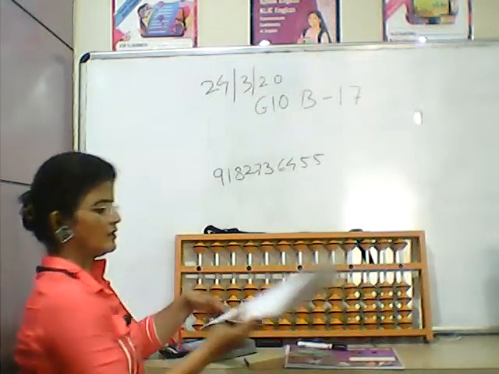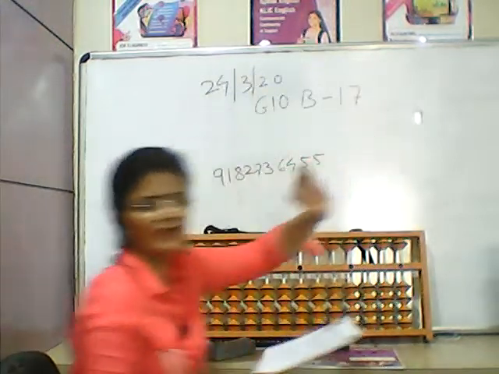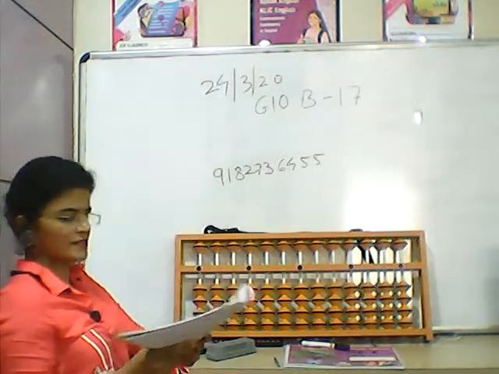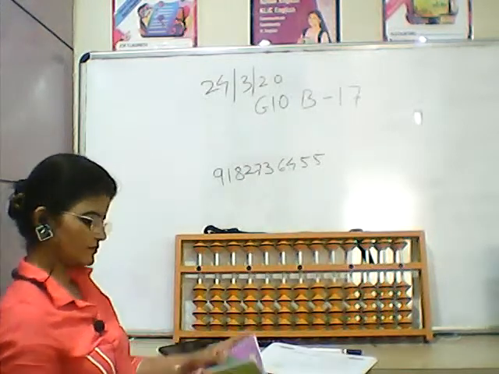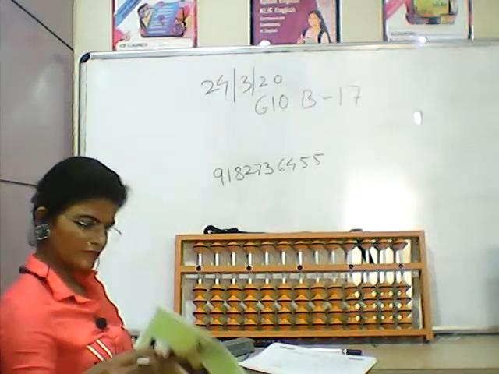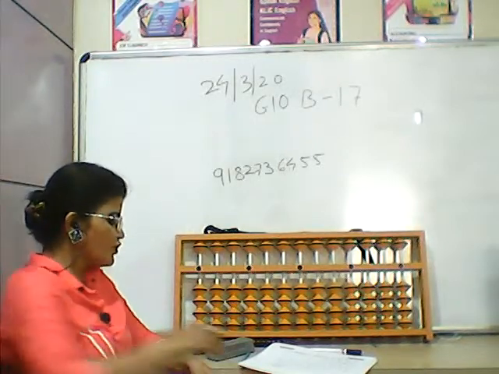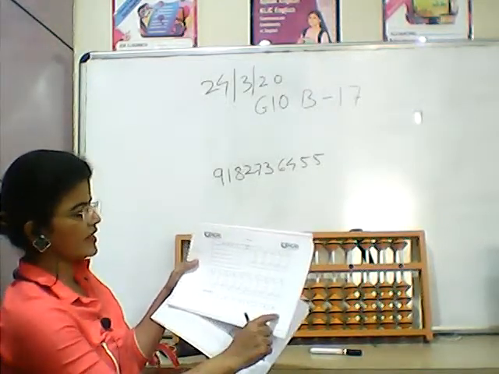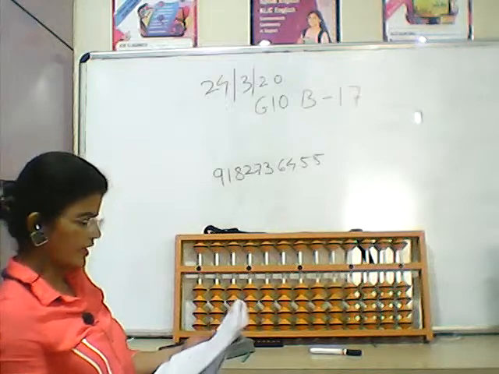Now go to page number 17, page number 17 from B book. We will take oral sums. Oral sum. Ready? You are writing the answers over here, on page number 17. B17.